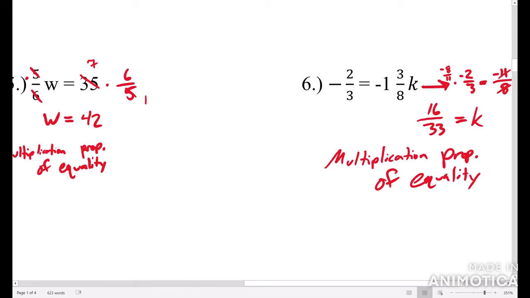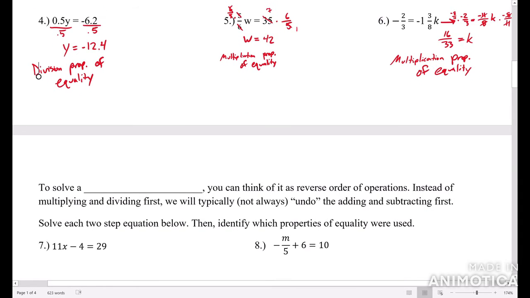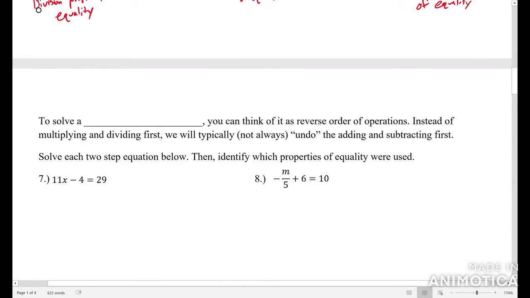Alright, we're going to move on to the next section here, and we're going to start talking about multi-step equations. So here, a two-step equation is exactly what it sounds like. It's an equation that requires two steps. So to solve a two-step equation, you can think of it almost as a reverse order of operations.